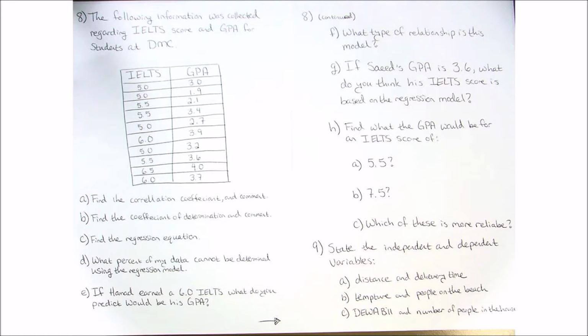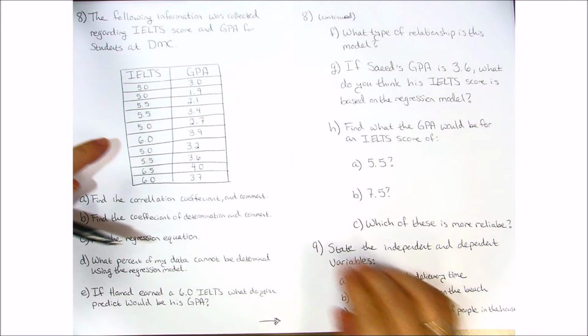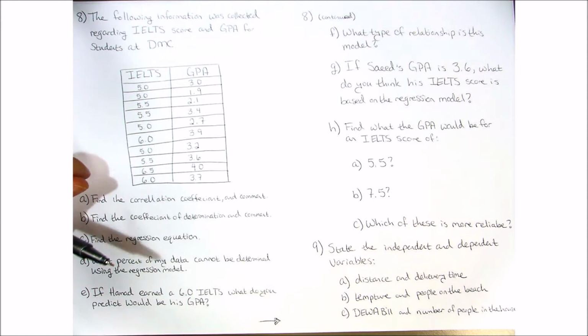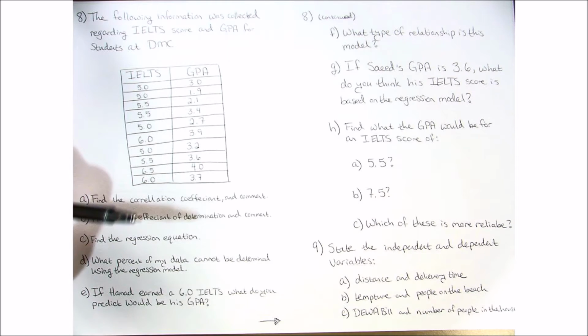I'm reading it. The following information was collected regarding IELTS score and GPA for students at DMC. We have IELTS, we have GPA. Now, we know we need to define the independent and dependent variable because it's not actually listed here. If we look at this, what actually comes first?